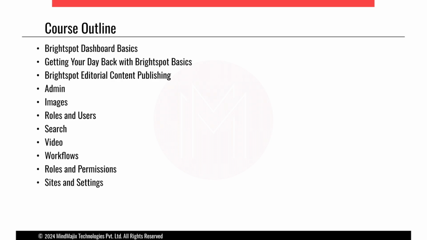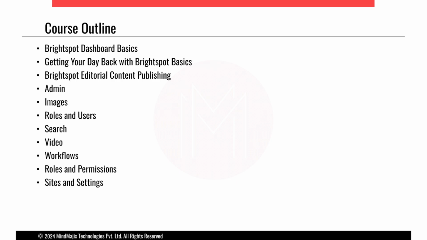We will see, when you go on the dashboard, there is a search box. We will see how to search different types of content here. We will also learn how to optimize your search, and we will see the admin page, like how we can see roles and permissions, sites and settings.